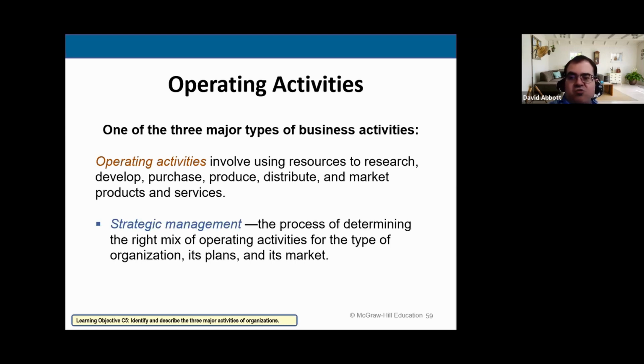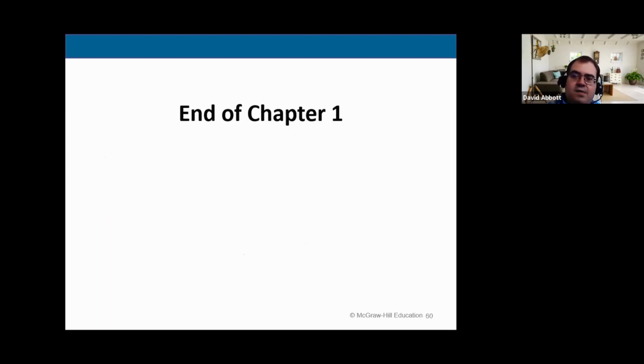And so strategic management is the process of determining the right mix of operating activities for the type of organization, its plans, and its market. Usually it's the higher level managers, the CEO, the CFO, those types of people that are making the strategic decisions of a business, and they hold to that. And that is the end of chapter 1.